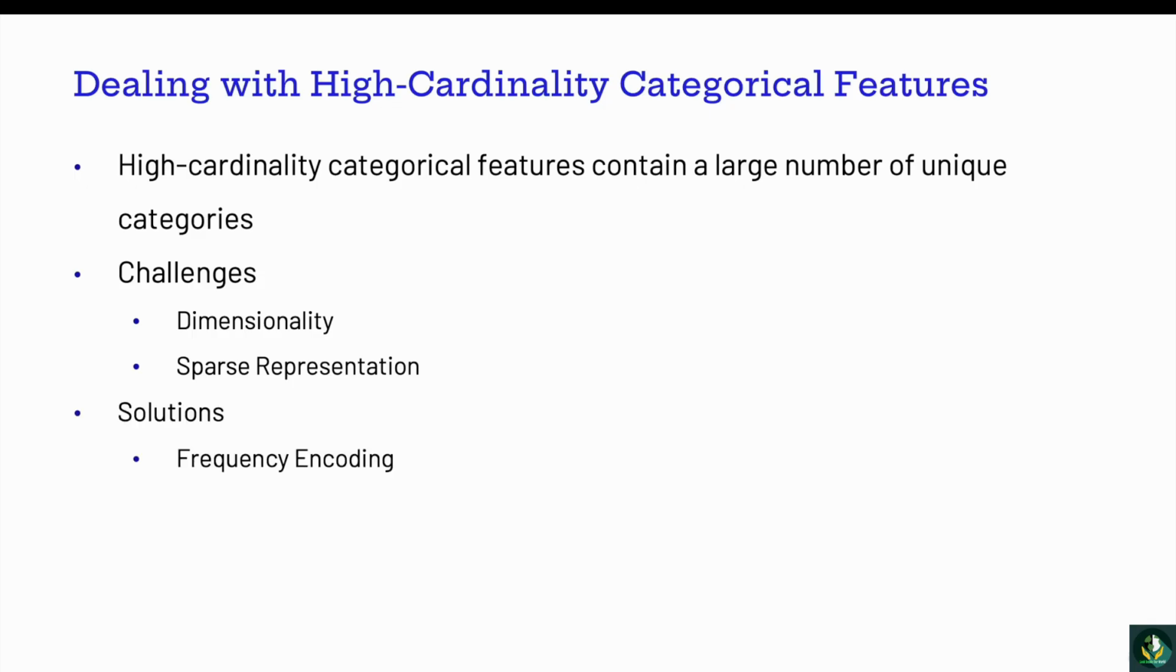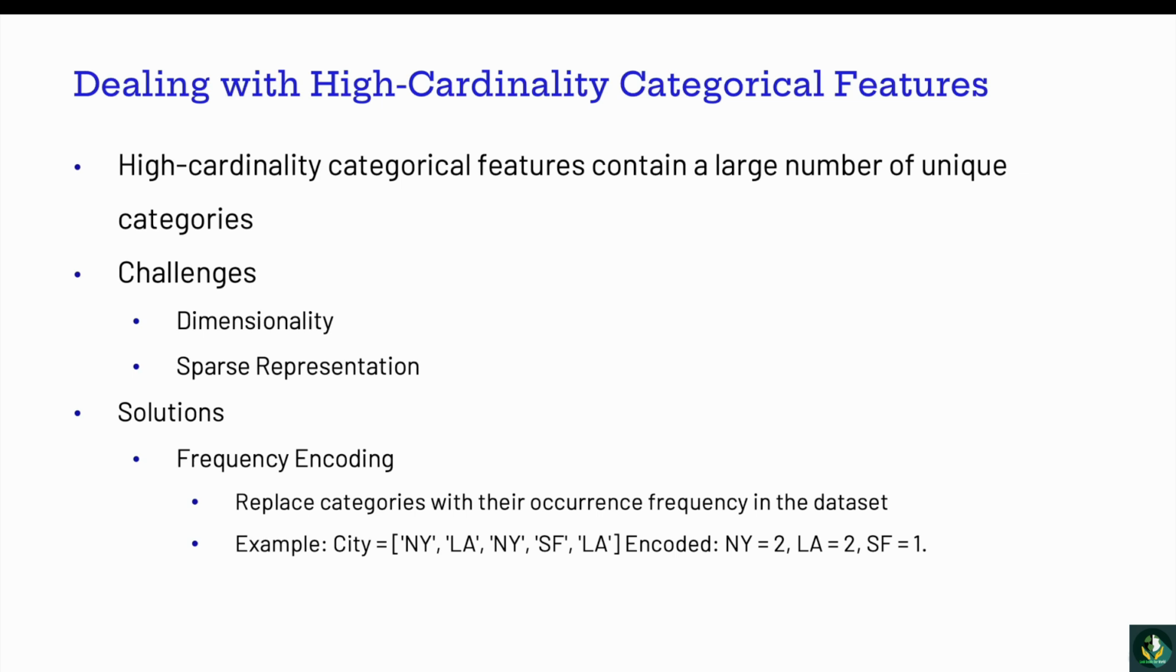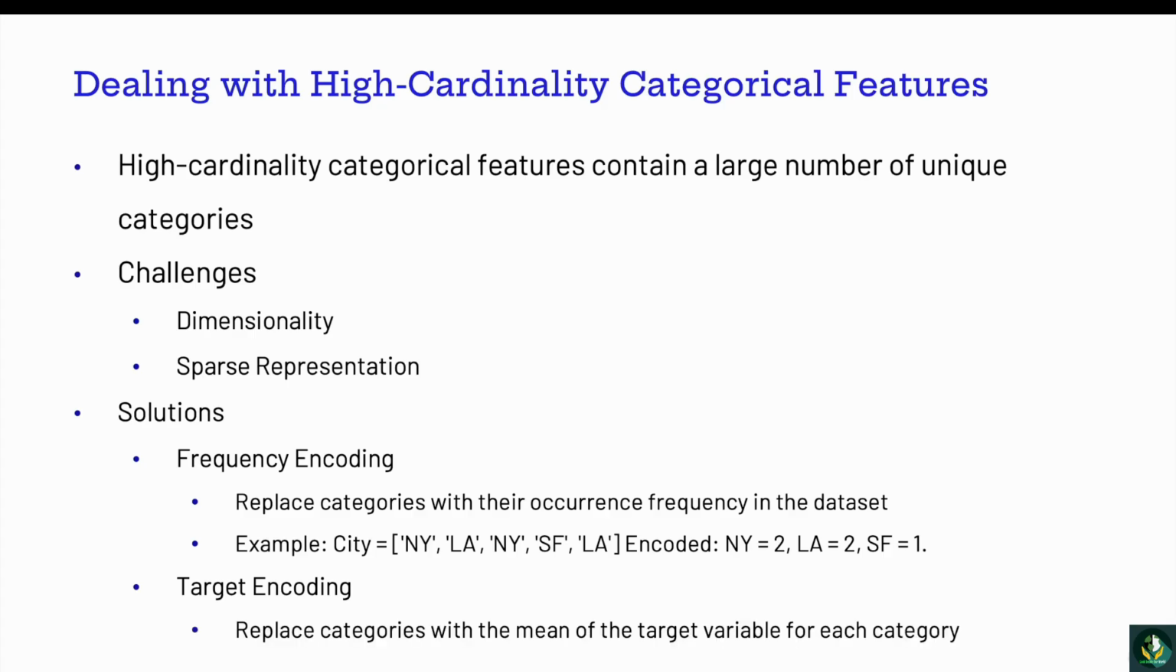Solutions for this is frequency encoding. You can replace categories with their occurrence frequency in the dataset. Example is, let's say city equal to NY, LA, NY, SF, and LA, then the encoded value says NY equal to 2, LA is 2, and SF equal to 1. Next is target encoding. You can replace categories with the mean of the target variable for each category. This target encoding is often used in supervised learning tasks.